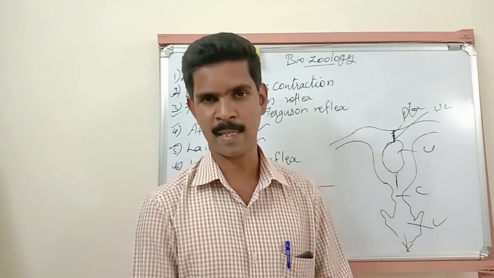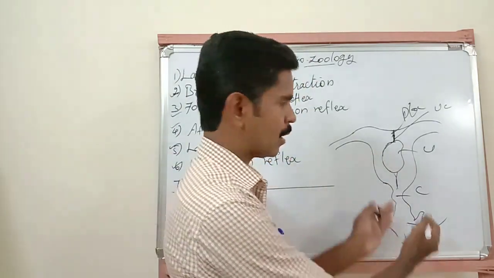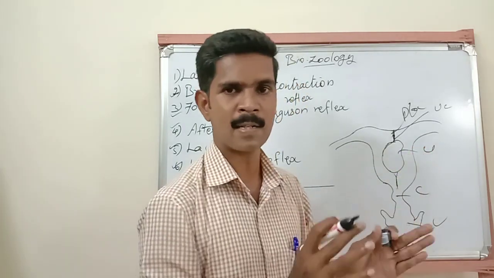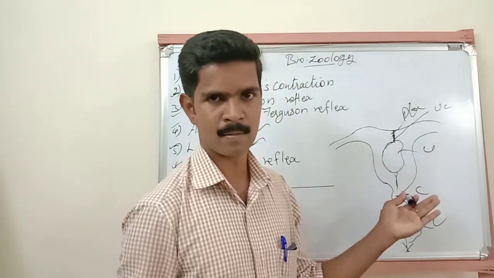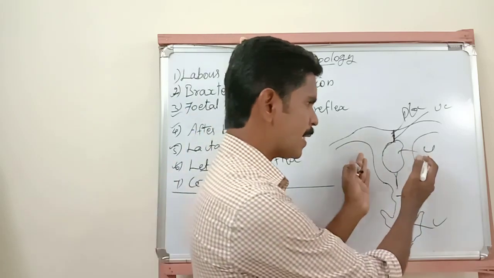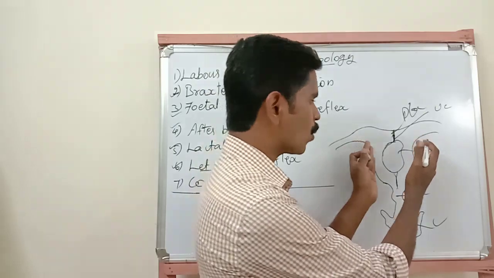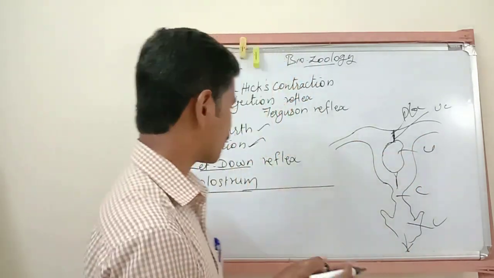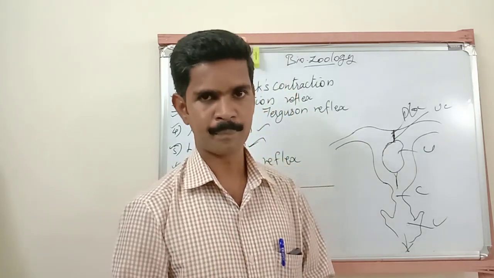Here, pre means previous. Recently the baby has come outside; the baby is expelled. Now the uterus is in an empty condition, with no fetus inside. So this recently emptied uterus comes back to its original, pre-pregnancy size. This is because of the presence of one hormone. The hormone's name is oxytocin.